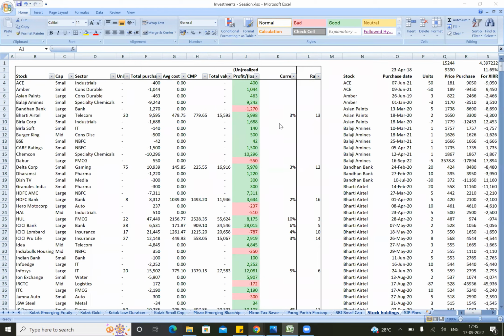Which platform do you use to automate STP, SIP? I use direct fund websites: kotakmf.com, ICICIProMF.com, SBIMF.com. So I never use other websites now. Thanks, Vaibhav.